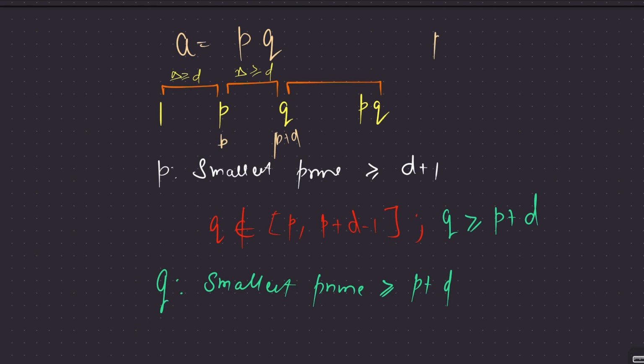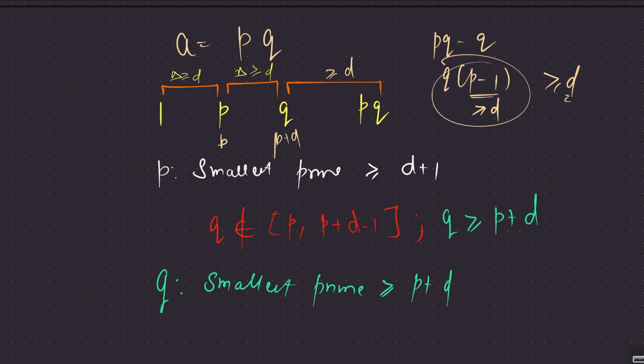Now, what will be pq minus q? It is q into p minus 1. This p minus 1 is at least d, so this all in all is actually at least d. So this is done now, right? This works. The difference between these two is also greater than or equal to d. The question is finally done and dusted.